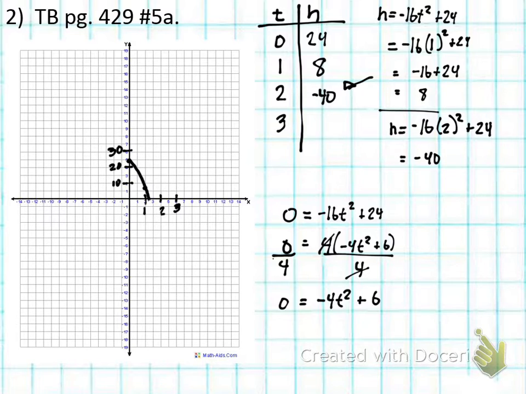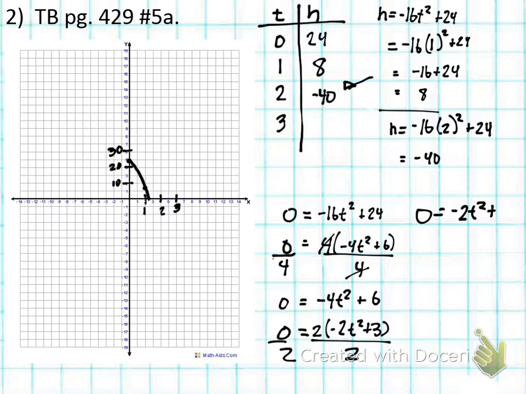What else could I have taken out? What other GCF? 2, right? So we got 2 times negative 2t squared plus 3, right? And we're going to do that again. Set it equal to 0, divide both sides by 2. And we got 0 is equal to negative 2t squared plus 3. Okay, what's a equal to now? Good, negative 2. What's b equal to? Okay, good.